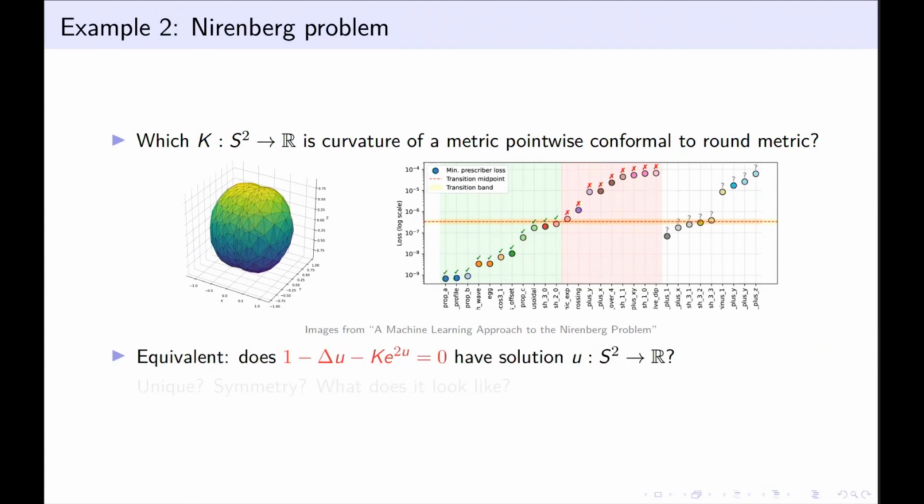Good. Now, this was the geometry formulation of this question, but if you like analysis, then you immediately write it like this. You ask, does this partial differential equation have a solution? 1 minus Laplace u minus k e to the 2u equals 0. So we're looking for a solution u on S2. And then maybe if you're very adventurous, you could also ask, is this unique? Does it have any symmetries? What does it look like? Many interesting questions you could ask.